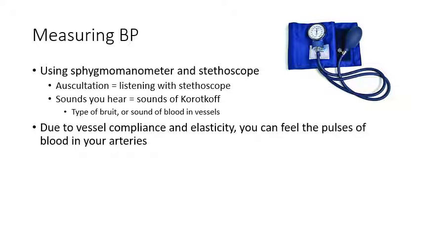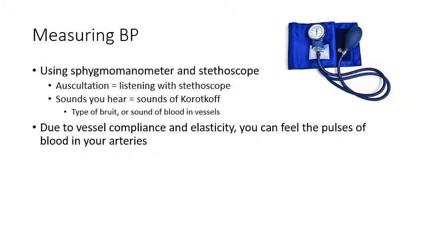And it's actually a bruit, which is the special name for a sound that's made by blood hitting the walls of a blood vessel. So when you hear a sound of blood hitting the walls in the heart, that's called a murmur. When you hear the sound of blood hitting the walls of the blood vessel, that's called a bruit. And the specific ones that you're listening to when you're trying to measure the blood pressure are the sounds of Korotkoff.